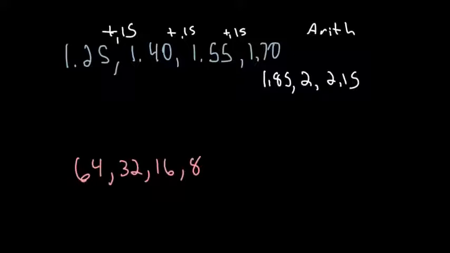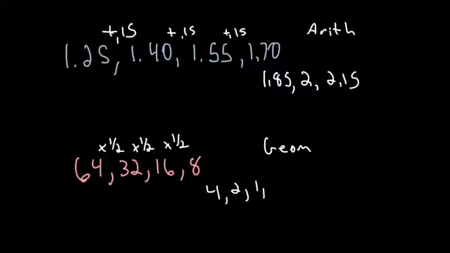Alright, for the next one I got 64, 32, 16, 8. So I'm obviously not adding anything there because it's being cut in half each time. So really what I'm doing here is multiplying by 1/2. So I'm multiplying by 1/2, that makes it geometric. So I'm going to keep doing that. Half of 8 is 4, half of 4 is 2, half of 2 is 1.